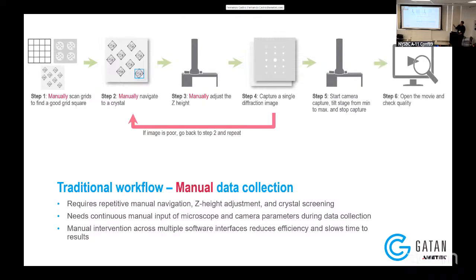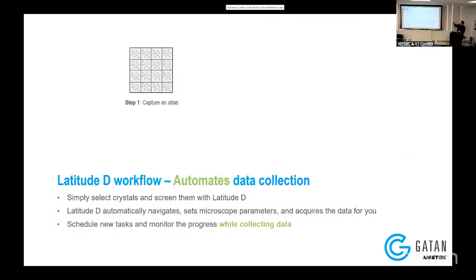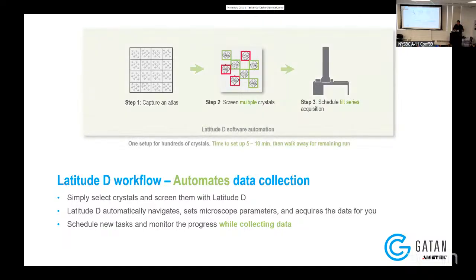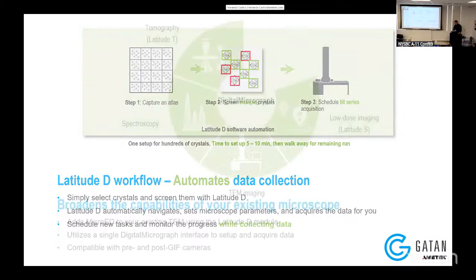And so instead of getting stuck in this recursive loop and then having to learn how to use all the different softwares together, if you are familiar with DigitalMicrograph, which many people are, because many people are familiar with Gatan and the detectors because we've been around for a long time, we can simplify that using Latitude D by essentially capturing an atlas of your grid very quickly, similar to the RCSB platform that was shown earlier that's built on, I think, SerialEM is what they were saying. You can identify multiple crystals at the same time, and then the software can control the microscope to navigate to all of those positions independently, and then control the camera to acquire that data relatively easily.